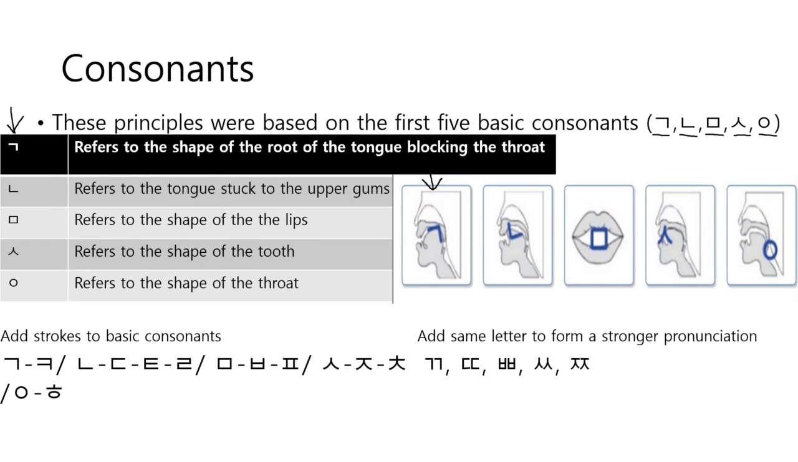The second one, 니은, refers to the tongue that is stuck to the upper gums, which is shown in this picture. 미음 refers to the shape of the lips, which this picture shows, and 시옷 refers to the shape of the tooth, which can be seen from this picture, and 이응 refers to the shape of the throat, which can be seen here.